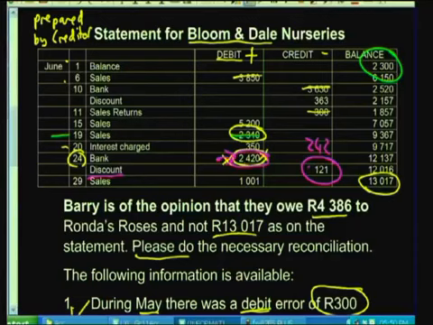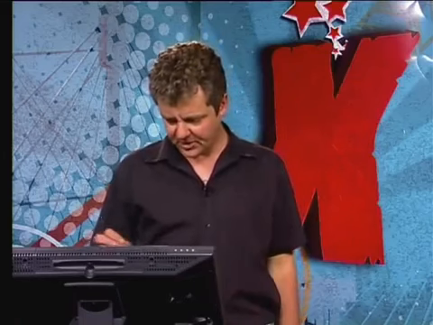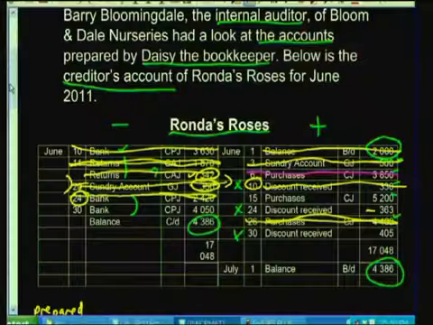Once again, remember, if I purchase from the creditor, in the creditor's eyes, the creditor has made a sale. So they will record it on the debit side, whereas I record it on the credit side. If you understand that concept, you can never, ever, ever make a mistake on which side to put the different amounts. Okay, let's go to the next one.